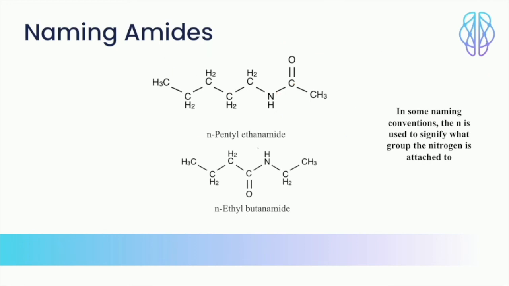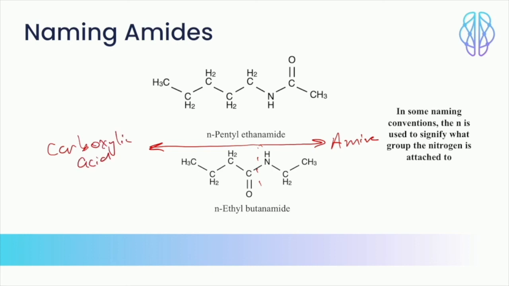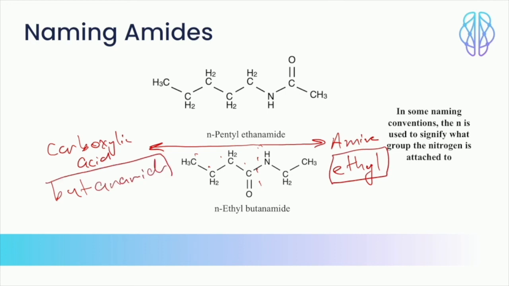Same thing for the second compound. Breaking the amide linkage on one side, this is an amine. On the other side, this is a carboxylic acid. Now we're going to count the number of carbons contributed by each. So 1, 2, 3, 4. 4 gives you but. On the amine side, we get 1, 2. So that's eth. We add a YL to the amine side. We add an anamide to the carboxylic acid side. Combine those and you get ethyl butanamide.